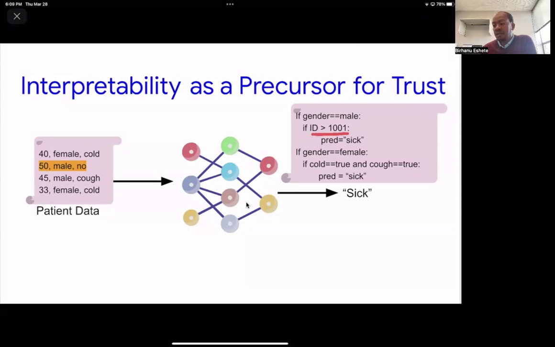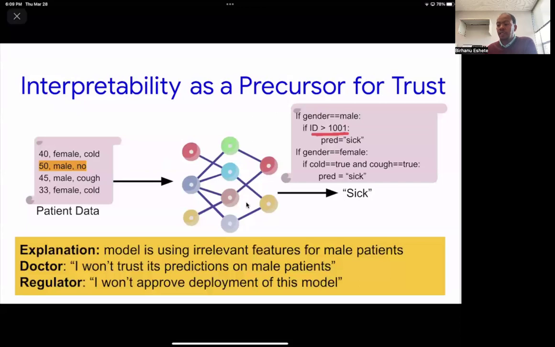An ID is just a number that identifies patient records, and normally you wouldn't imagine that this would be used as a feature for training the model. So by looking at this, a doctor would say, for example, I won't trust these predictions on male patients because for male patients, it's relying on the wrong features. So the model is using irrelevant features for male patients.